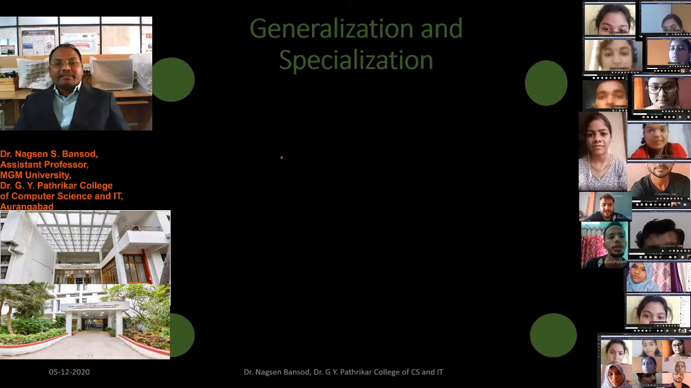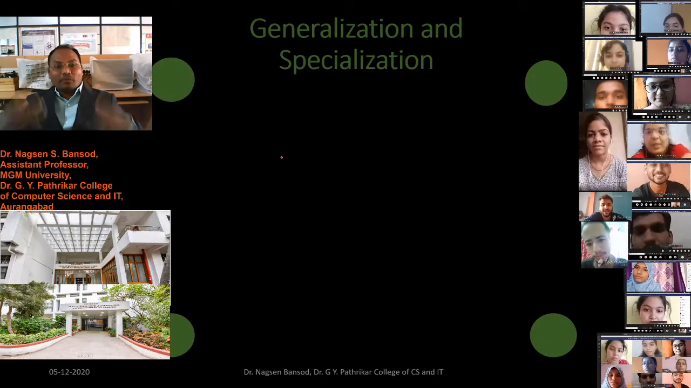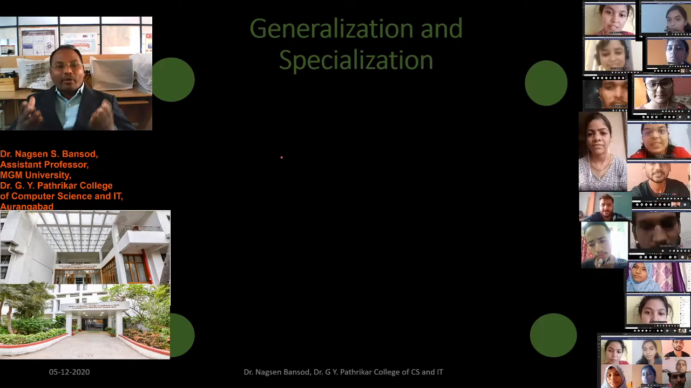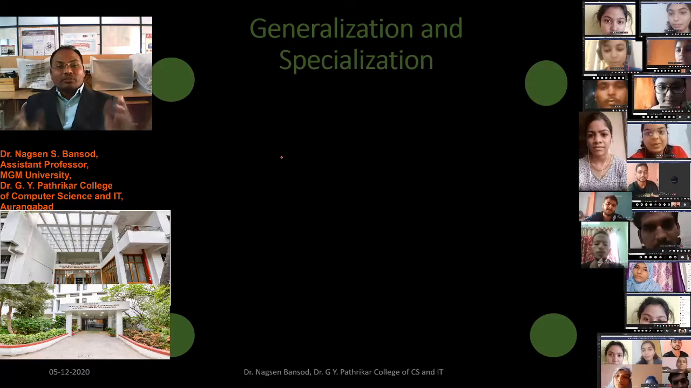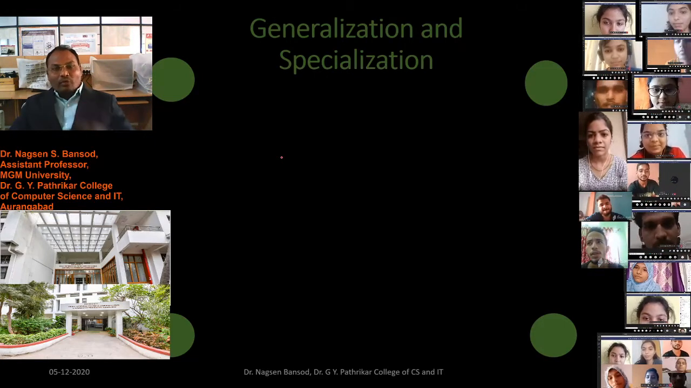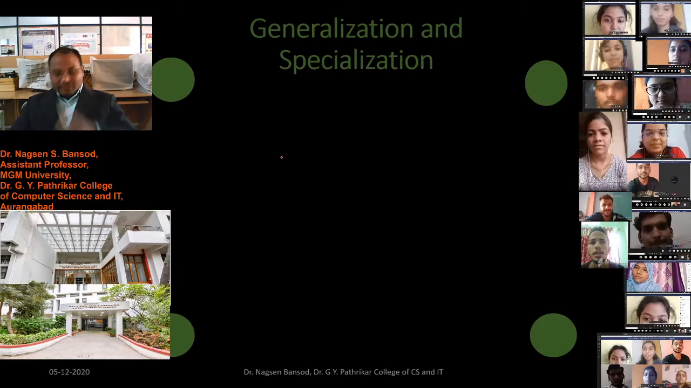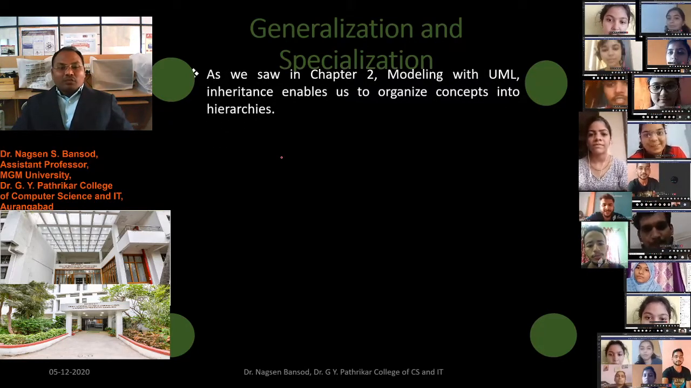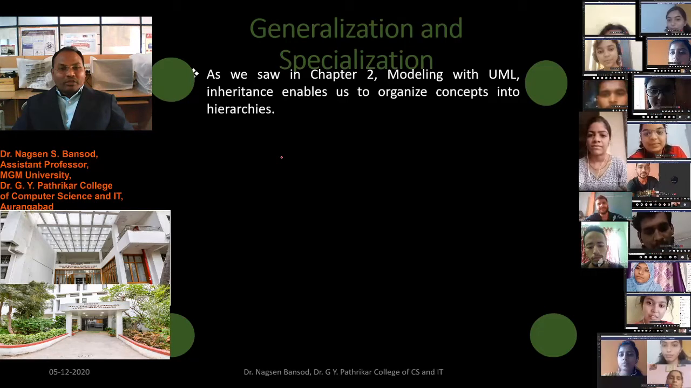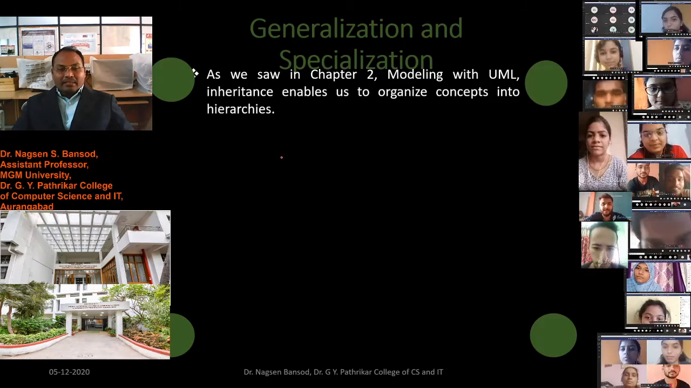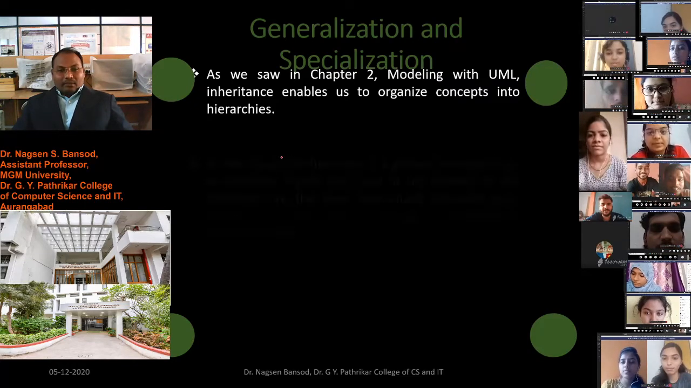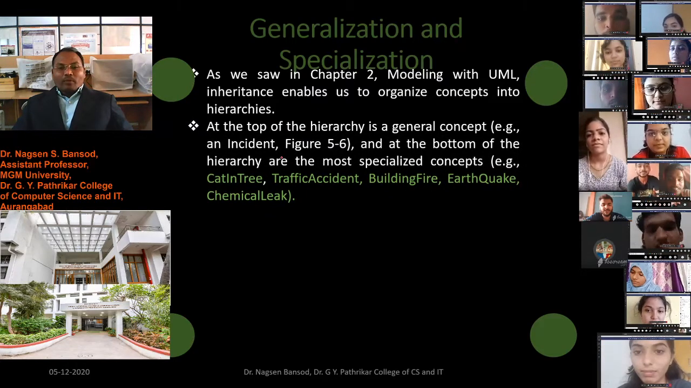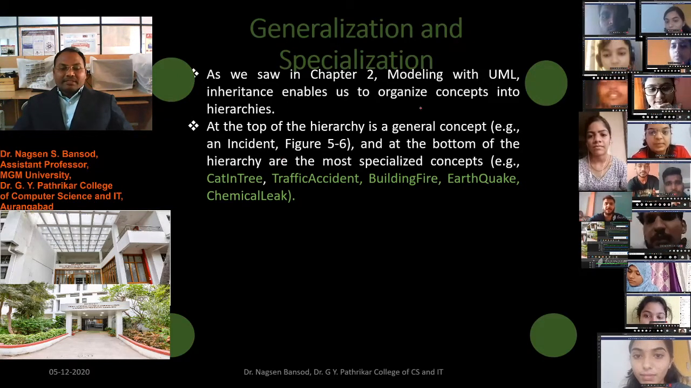Now the next part is the generalization and specification about the information. Suppose you have acquired huge information; from that information, which is the general information and which is the specific information, we have to mention in the analysis. As we saw in chapter 2, modeling with UML, inheritance enables us to organize concepts into a hierarchy. At the top of the hierarchy is a general concept, for example, incident.